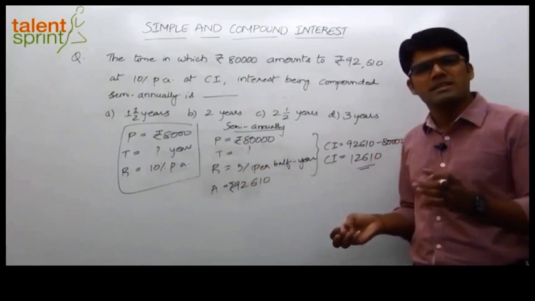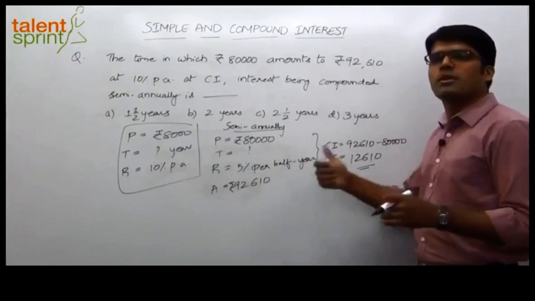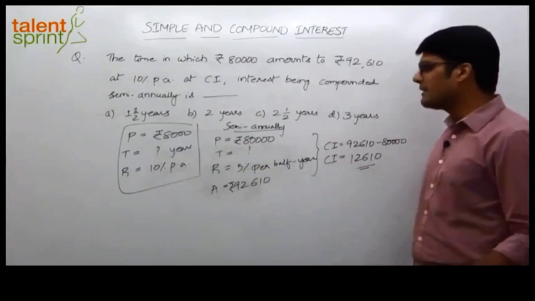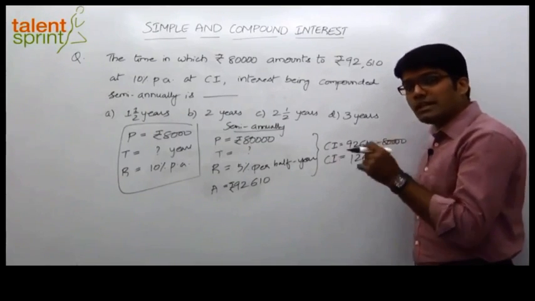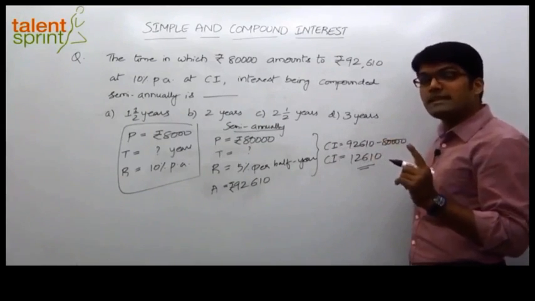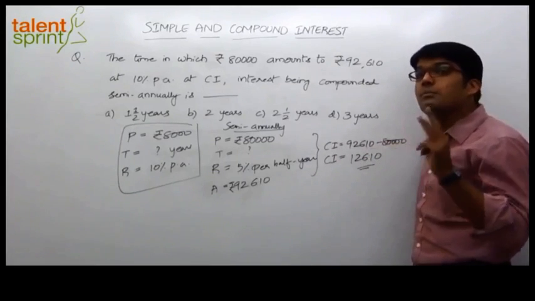You can either go for the A plus B plus AB by 100% formula, or you can use the compound interest formula itself, right? P into 1 plus R by 100 whole to the power of T, to get the required answer. You will get T. Whatever T you get there, for example, let's say you get T as 3, that 3 means it is 1.5 years because 3 periods.